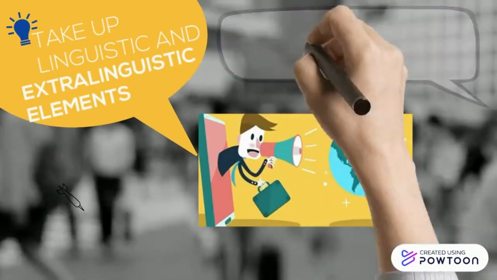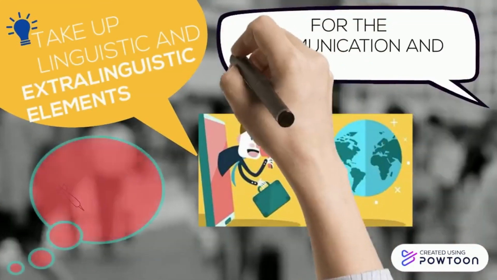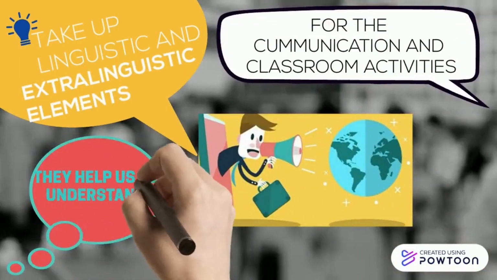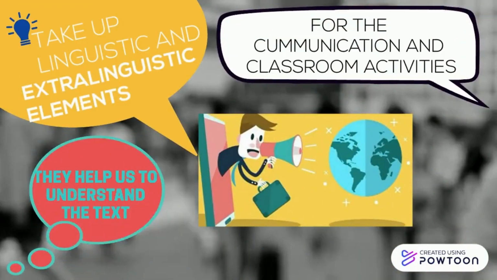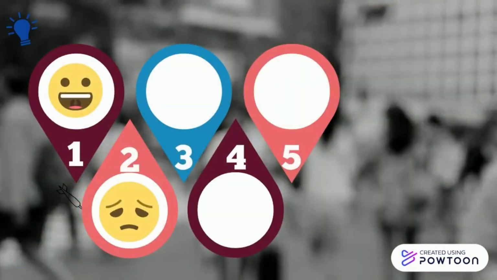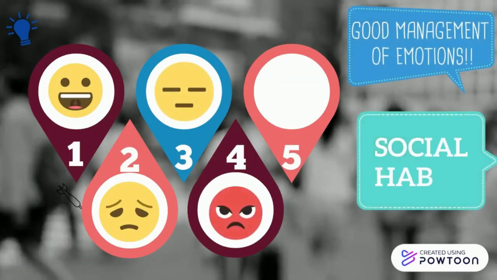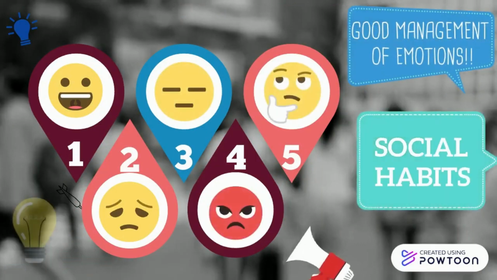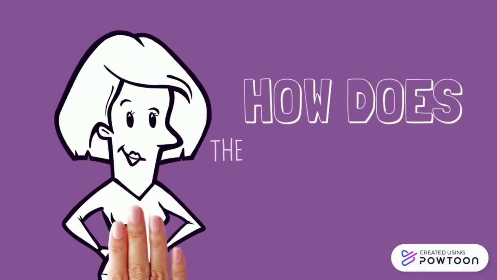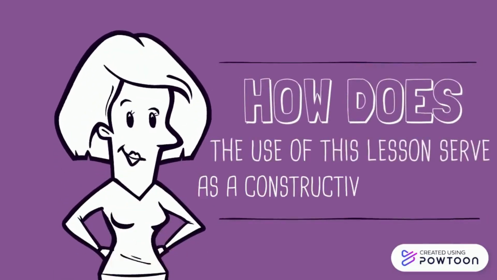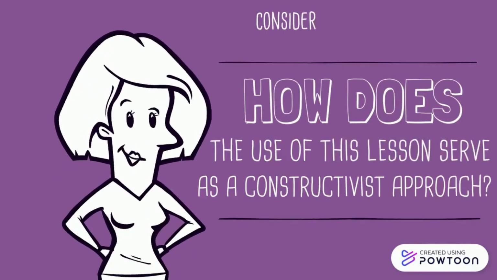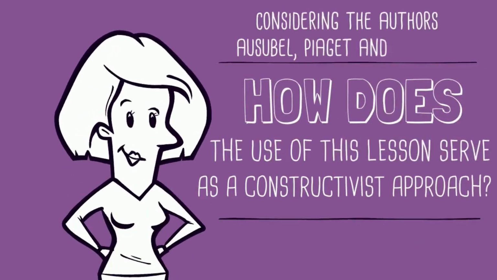7. Linguistic and extra-linguistic elements for communication are taken up: the activities show different spaces, how they help to understand the text, and how the management of emotions can distinguish between the community. They are social habits. How does the use of these lessons serve as a constructivism approach, considering the authors Ausubel, Piaget, and Vygotsky?